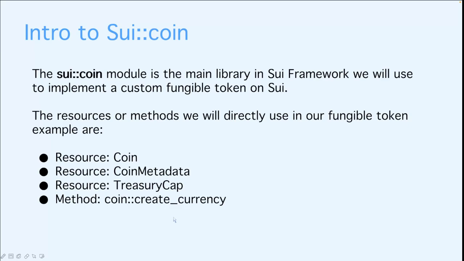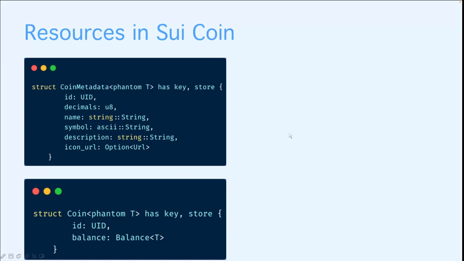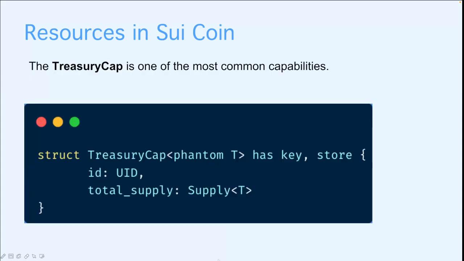Okay, let's take a look at the fundamental structures within the Sui Coin module. Coin metadata is the structure that stores the metadata of a specific coin type, such as ID, decimals, descriptions, and so on. And coin is a coin of type T with associated values. The treasury cap employs the capability design pattern discussed earlier. Within Sui Coin, treasury cap grants the holder the authority to mint and burn coins of type T.